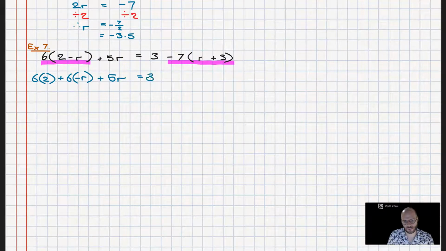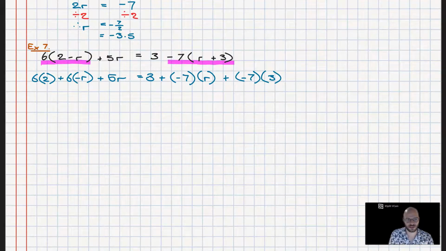Right hand side we've got plus 3, then we've got plus, I'm going to put brackets around this negative 7 purely because there's a negative there, so it's negative 7 times r plus negative 7 times 3. Notice the negative belongs to the 7. If we forget our negative, we're going to throw the entire result.